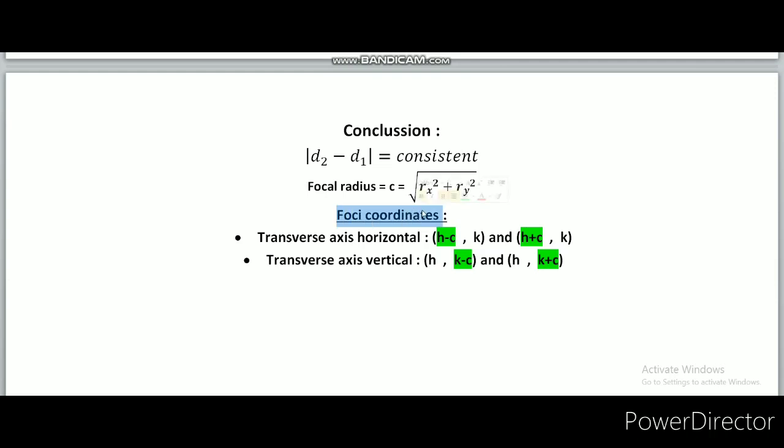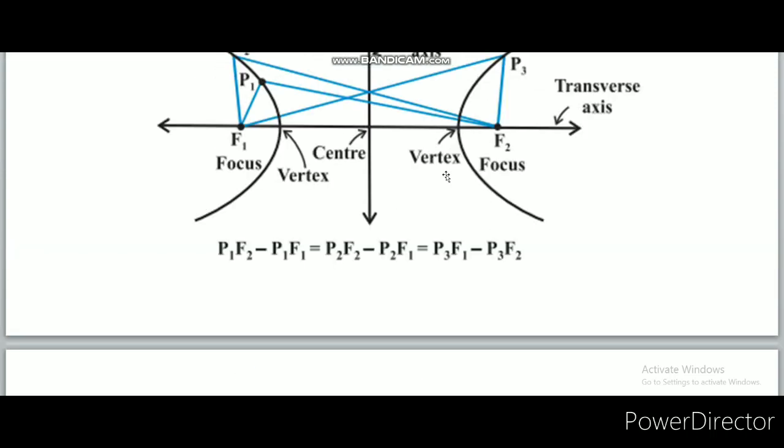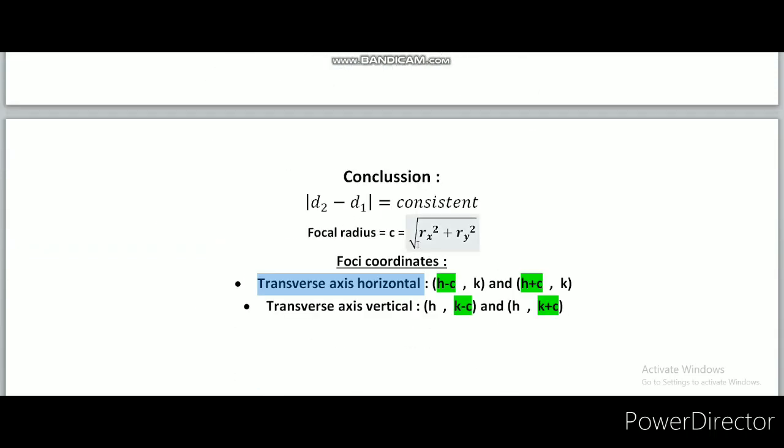The foci coordinates, how to find the foci coordinates. If the transverse axis is horizontal, for example like this, and we know that the focal radius is c, it means the coordinates of your foci will be h minus c, comma k. The k is still the same as the center because the elevation is consistent. And the other coordinate will be this. If the transverse axis is vertical, then the foci will be on your transverse axis, which is the vertical axis.